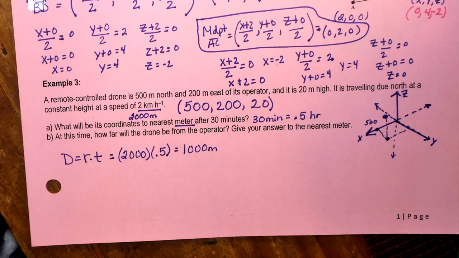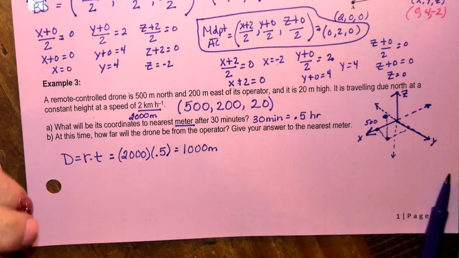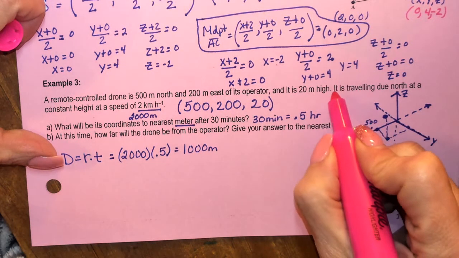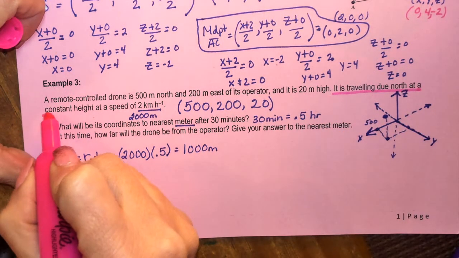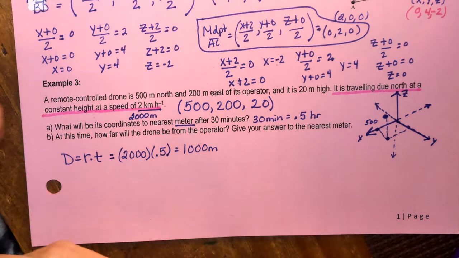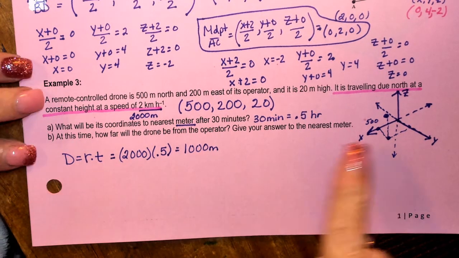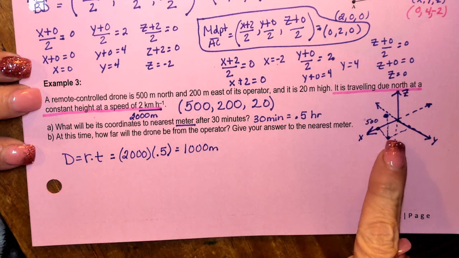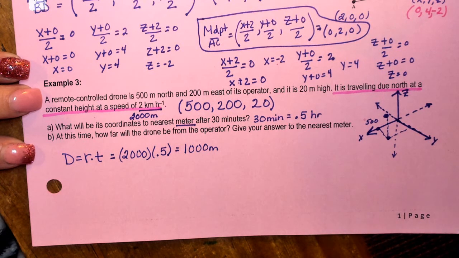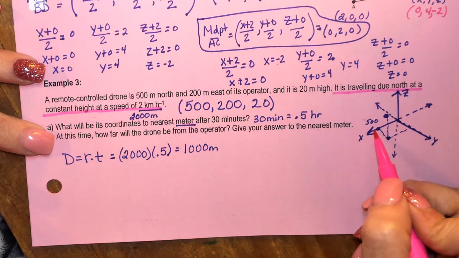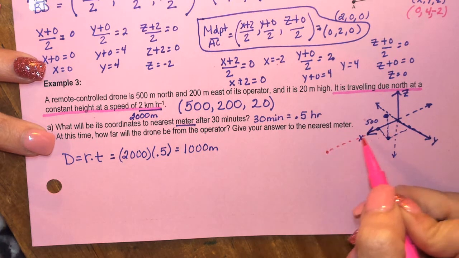Okay, then it says, at this time, how far will the drone be from the operator? Give your answer to the nearest meter. So due north is what we were changing, right? Let me underline this. It says it is traveling due north at a constant height and speed of 2 kilometers an hour. So if we're going to travel 1,000 meters due north, then remember this is the north, this was east, and this was the height that it went. Basically we are traveling this direction due north 1,000 meters.